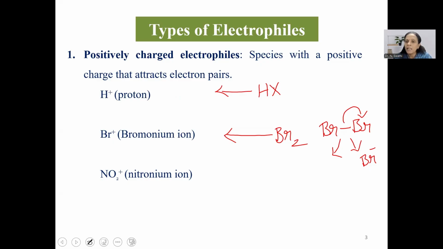On the other hand, the other bromine will become electron deficient. So that will form Br plus ion, which is nothing but the bromonium ion. So this is how, by the heterolysis of the bromine molecule, we get bromonium ion, which is an example of an electrophile. The other example of a positively charged electrophile is nitronium ion, which is denoted as NO2 plus ion. So these are the examples of positively charged electrophiles.